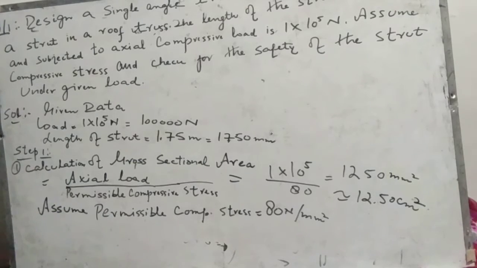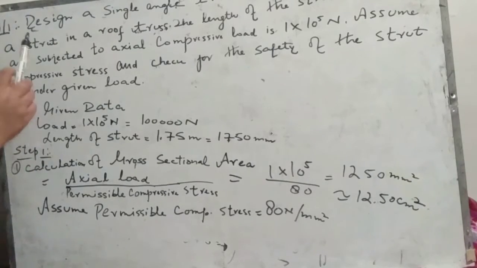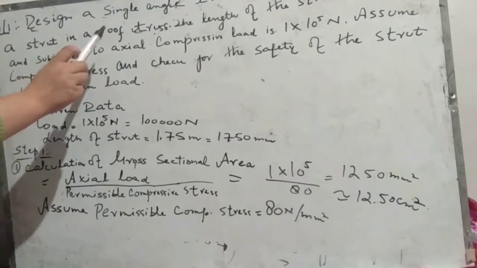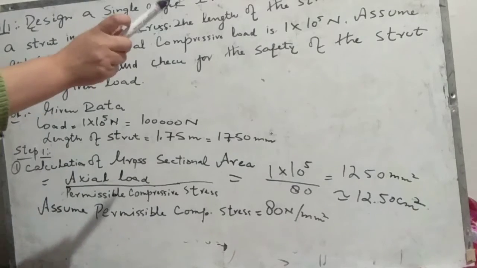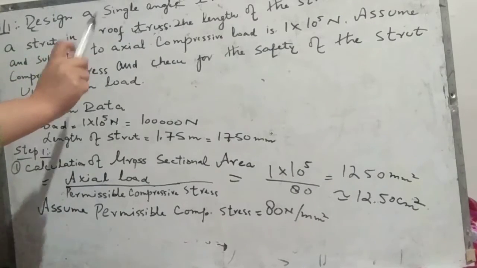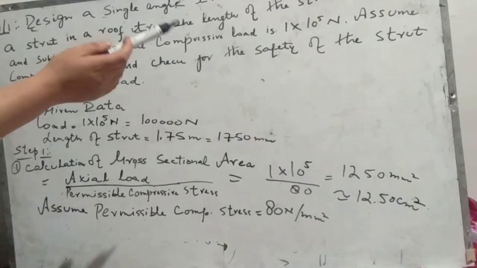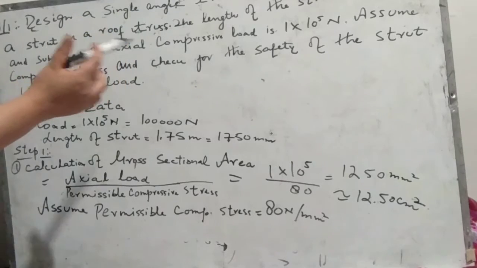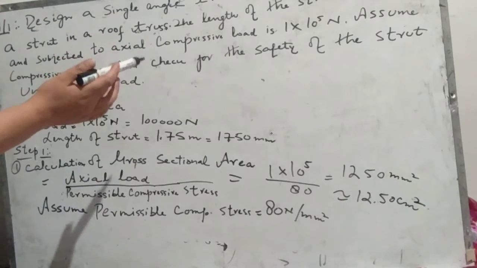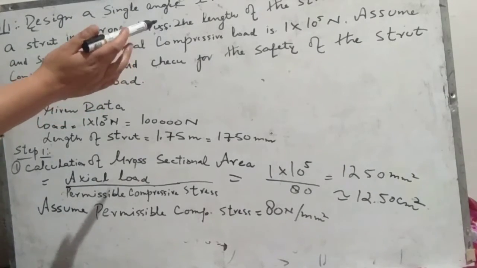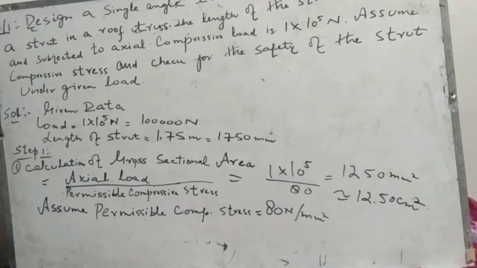So continuing with the compression members, today my lecture will be on how to design a compression member. The given problem is to design a single angle iron section to be used as a strut in the roof truss. The length of the strut is given as 1.75 meter and it's subjected to an axial compressive load of 1 into 10 raised by 5 Newton. Assume compressive stress and check for the safety of the strut under given loads.